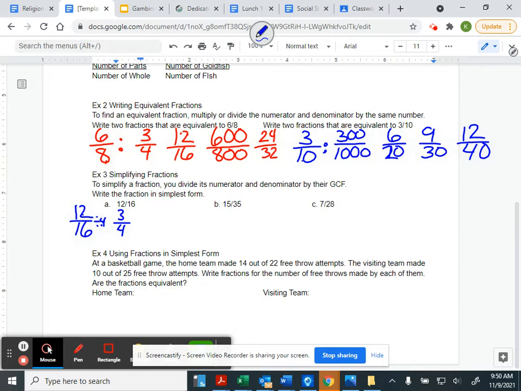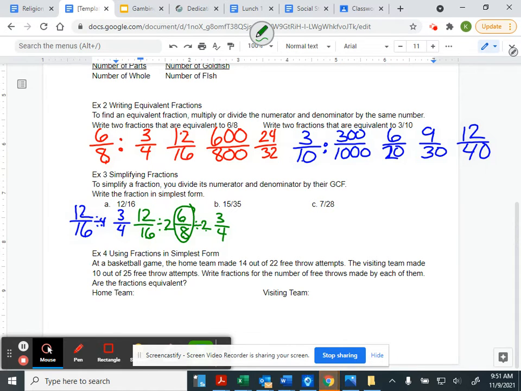If I had divided it just by 2, let's see what would have happened. 12 divided by 2 is 6. 16 divided by 2 is 8. 6 and 8. It's not as small as I can go. So I have to look at that and say, oof, I can get even smaller. I can divide another 2 out. 6 divided by 2 is 3. 8 divided by 2 is 4. So on the test, if you give me 6/8 as an answer, is it simplified? No.